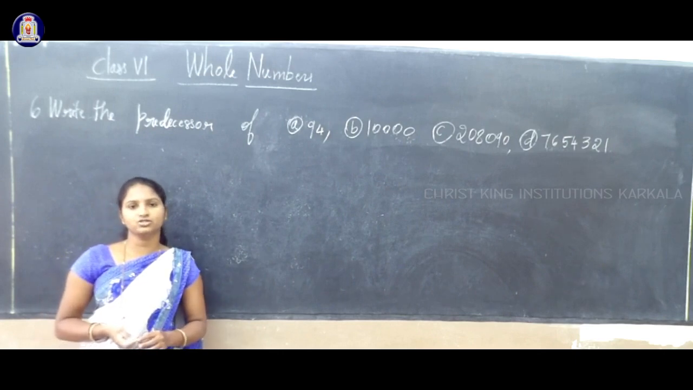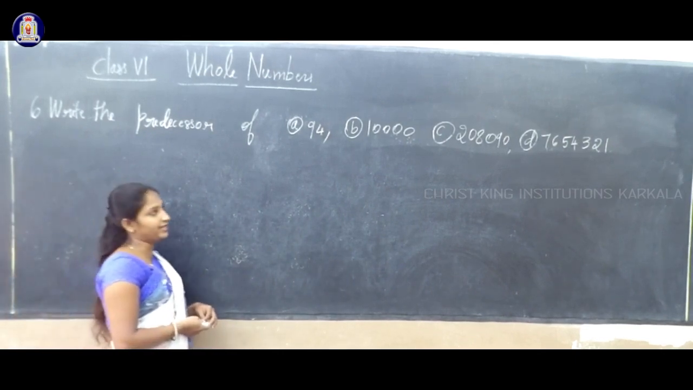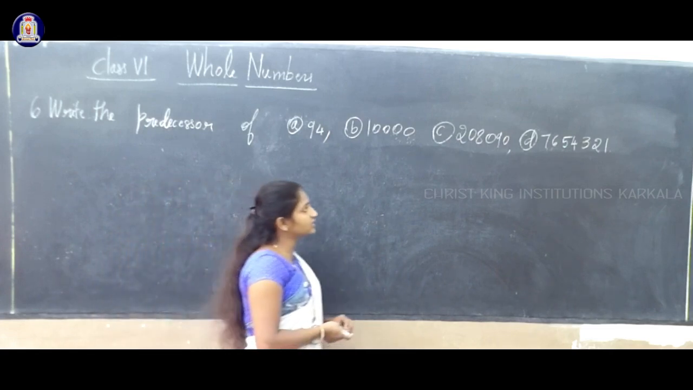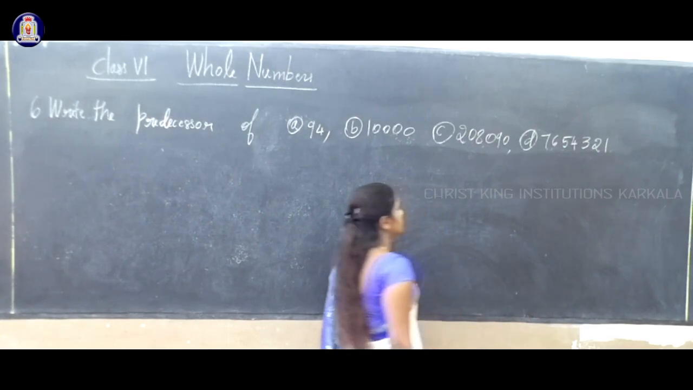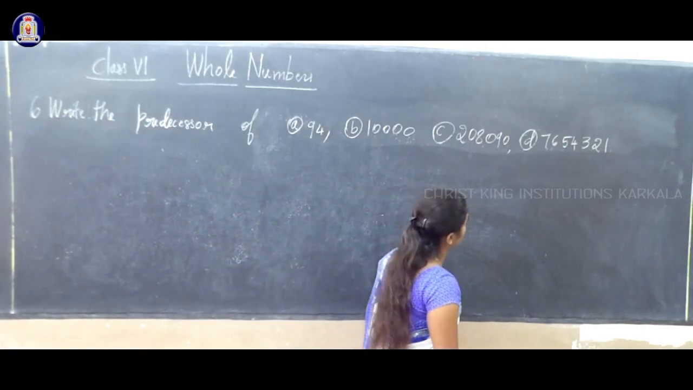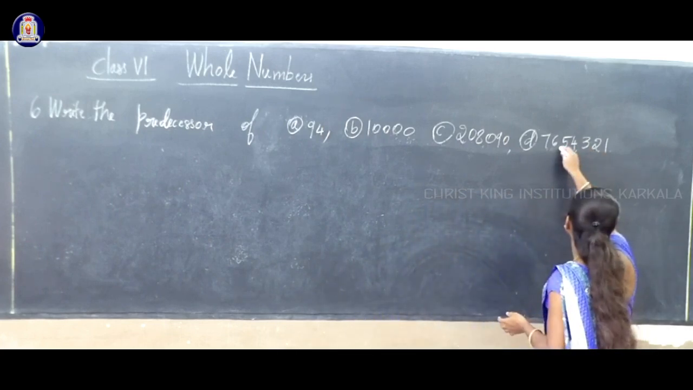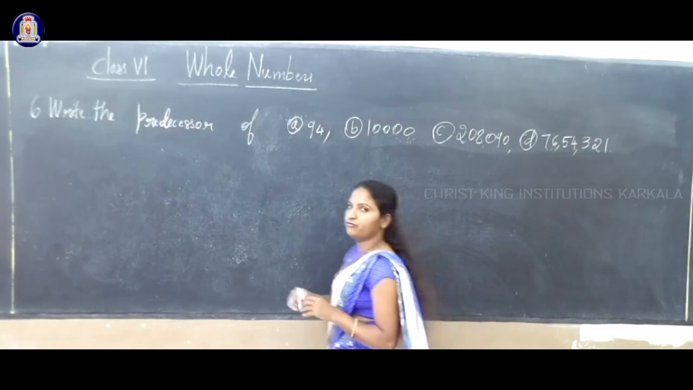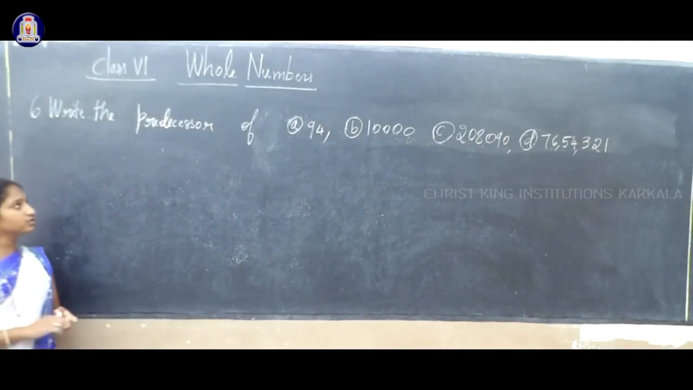Okay. The next questions here. Write the predecessors of: first one 94, B 10,000, C 2,08,090, and D 7,654,321. First you insert commas, then read this: 76,54,321. Clear?